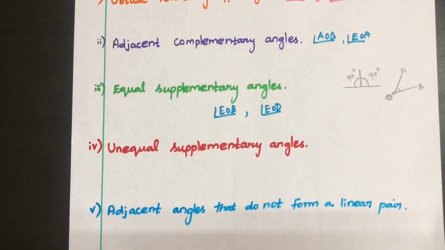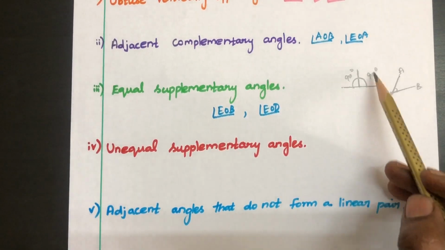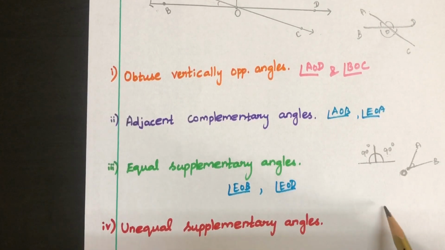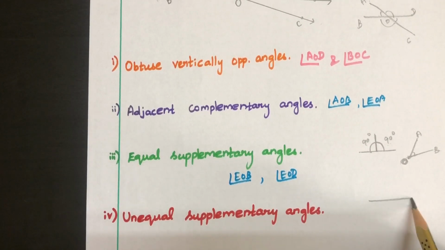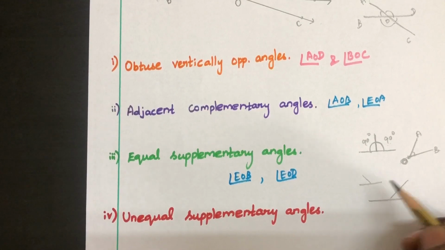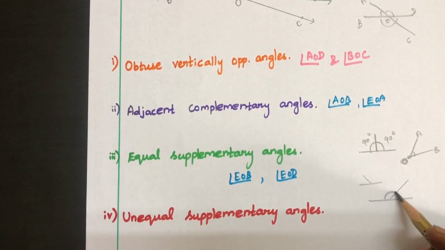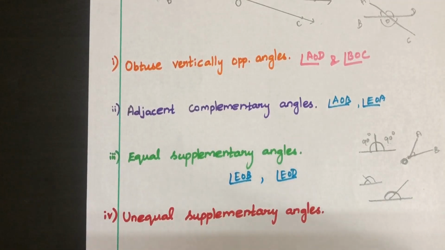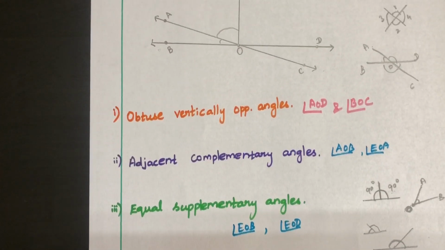Next, unequal supplementary angle. Equal means it is exact half. Unequal means a straight line may be like this or it may be like this also. Unequal, but if you add this angle and this angle, it will give you 180 degree. Similarly, this angle plus this angle will give you 180 degree. So what are the unequal supplementary angles? We are going to plot it now.